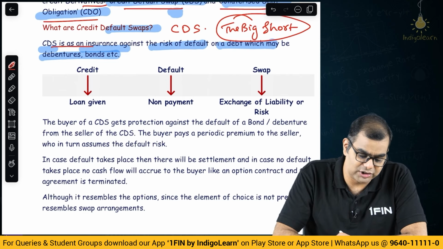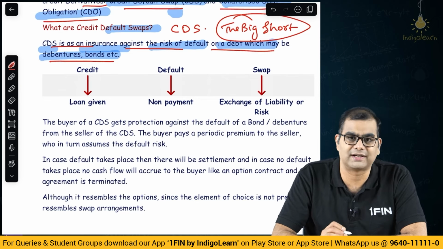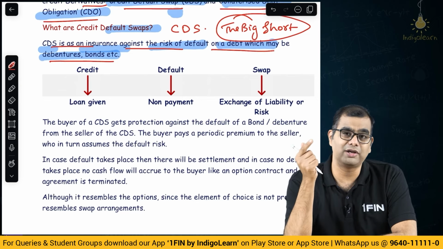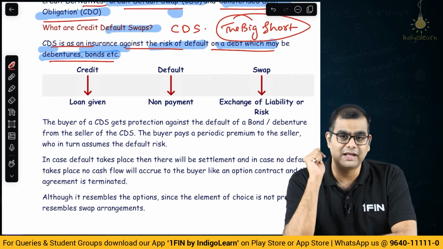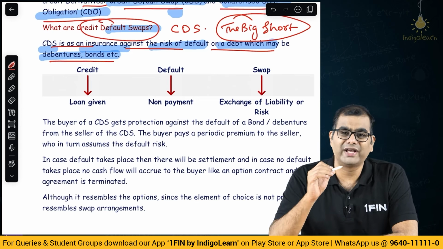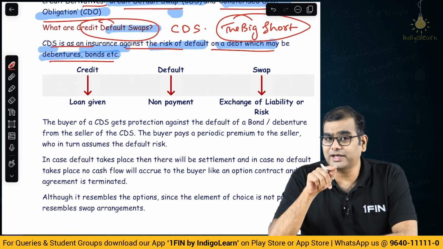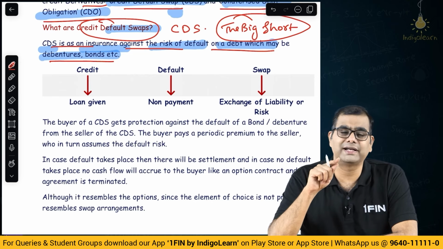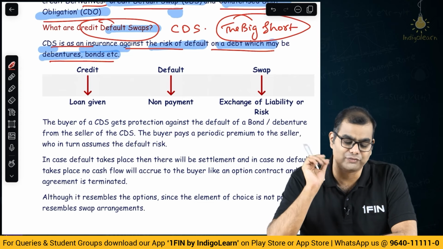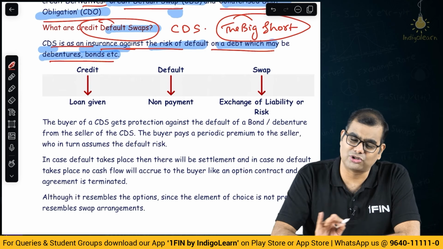CDS is an insurance against risk of default on a debt which may be debentures, bonds, etc. So, I was explaining to you about HDFC Bank, I was explaining about RIL and bunch of stuff. CDS is a product where you can hedge the risk of a loan or a bond. Only risk, what risk? Again, not market risk, interest risk and all of those risks, not financial risk, credit risk only. CDS is an insurance, literally speaking it is an insurance, that's all.